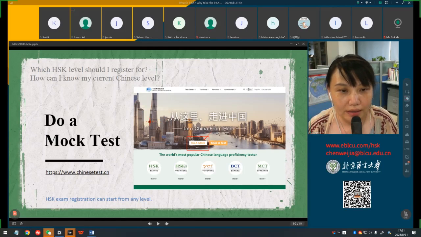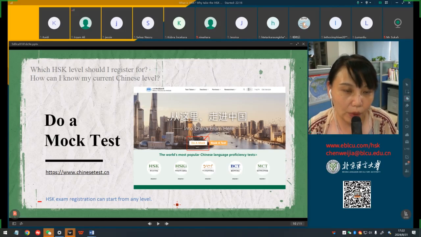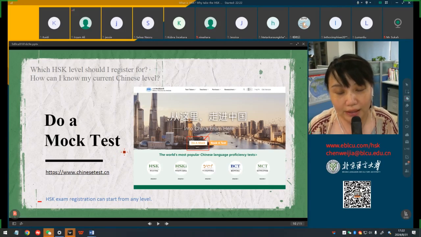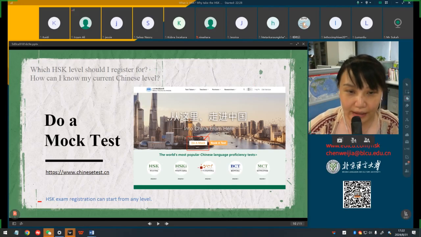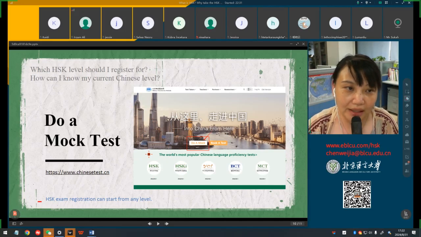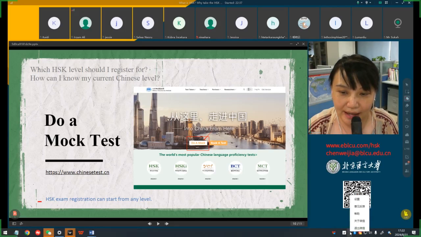And some students may ask, which level can I start from? Do I need to start from level 1? I want to say the HSK exam registration can start from any level. So if you are already at a higher Chinese level, you can start from your level. You don't need to start from HSK 1. So I will suggest you do a mock test first to get an idea of which level you are in, and then have a plan of studying Chinese and taking the real HSK test.